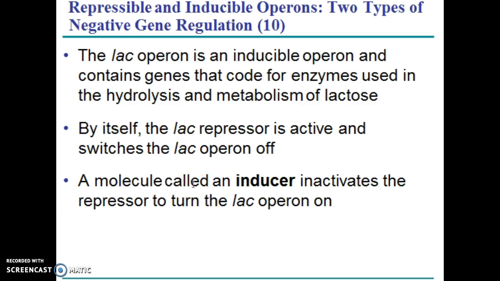Here we'll talk a little bit more about that LAC operon, L-A-C. Once again, it is inducible, meaning that it is off, but it can be induced, it can be turned on. And that's done by what is called an inducer. And an inducer inactivates the repressor to turn the operon on.